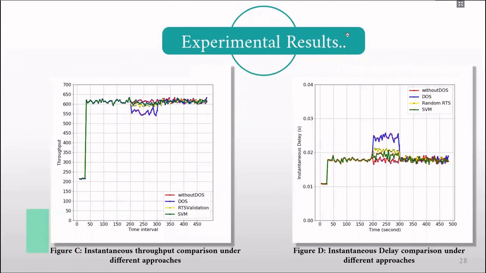Now, figure C shows instantaneous throughput comparisons under different scenarios, and among all the solutions, our SVM model gives the highest throughput curve. And also the right one, which is figure D, shows instantaneous delay comparisons under different scenarios, and among all the solutions, our SVM model gives the lowest delay curve, as delay should be minimized when throughput gets maximized.